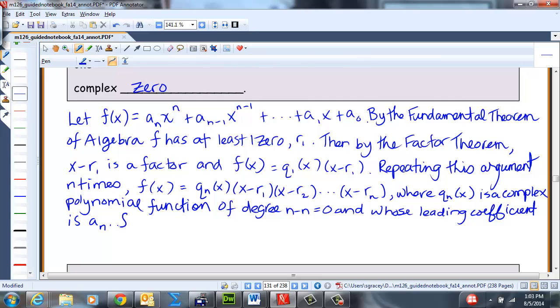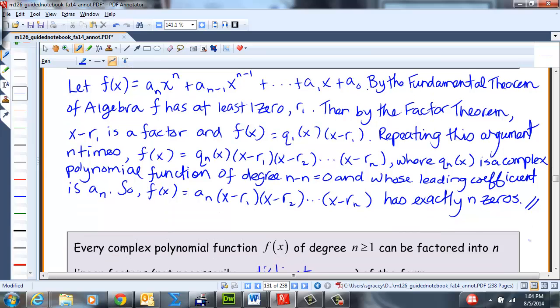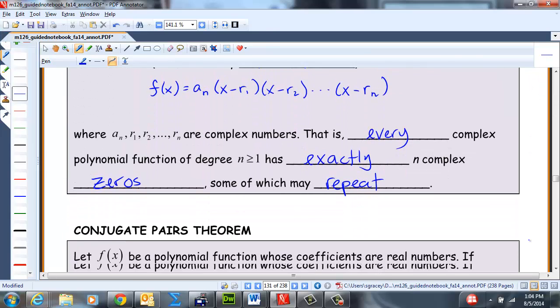So f of x is equal to a sub n times x minus r1 times x minus r2 all the way down to times x minus r sub n. And this function here has exactly n zeros, which is what we wanted to show. So we're done with that proof. Okay, so here we go.